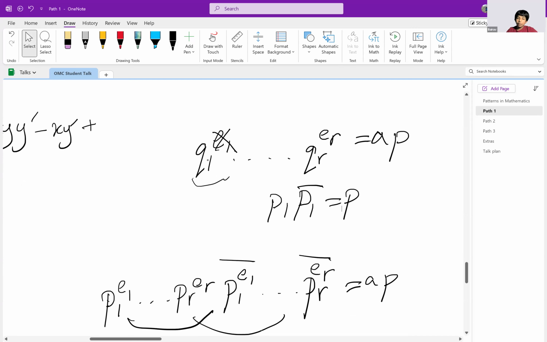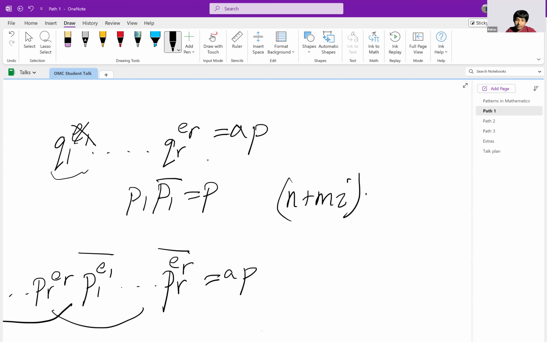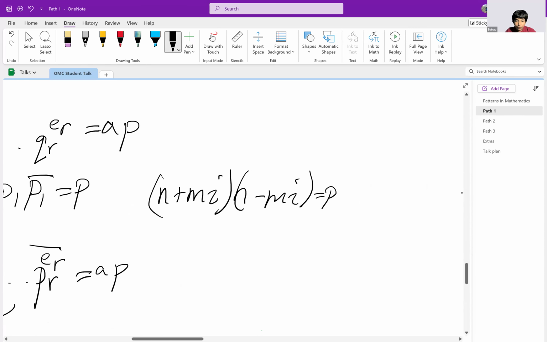But what is this p1? It will be some n plus mi. And p1 bar is n minus mi, and the product is p. So we get that it's the sum of two squares. And it's a much simpler proof.